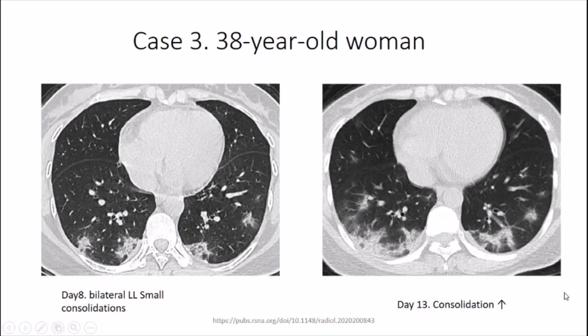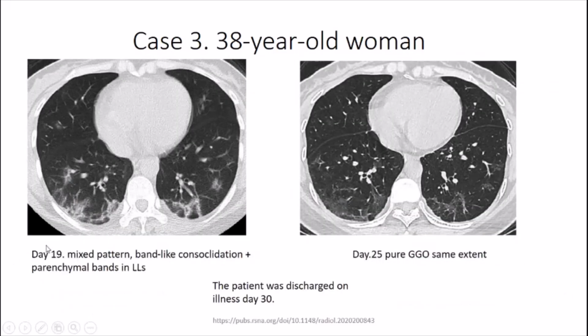After 6 days, then at day 19, it became less extensive with more parenchymal bands rather than consolidation. And then in the final image, just pure ground glass opacities in the same areas of the previous lesions. This patient was discharged on illness day 30.